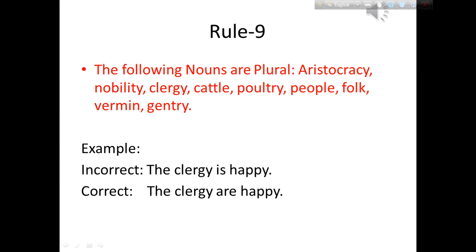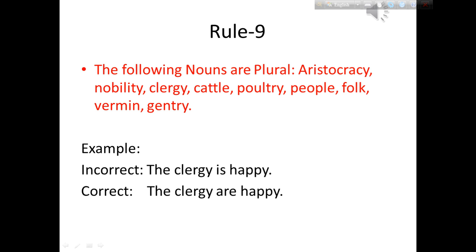Rule number 9. Here we have a list of some nouns. Those are always plural, and when they are used in a sentence, they will be followed by the plural verb. And the nouns are aristocracy, nobility, clergy, cattle, poultry, people, folk, vermin, and gentry.